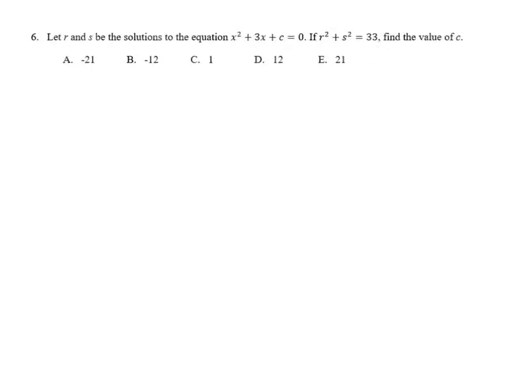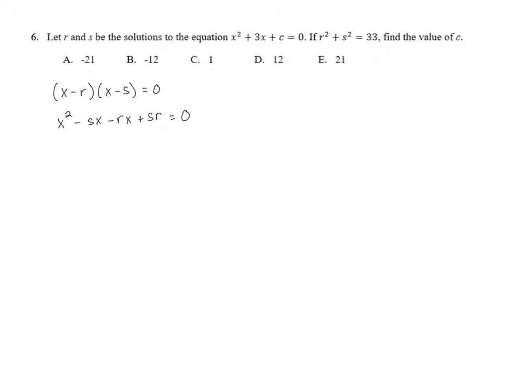If r and s are solutions to that quadratic equation, that means that it could be factored as x minus r times x minus s equals 0. Let's expand this. If we expand things out on the left-hand side, this would give us x squared minus sx minus rx plus sr, which equals 0.